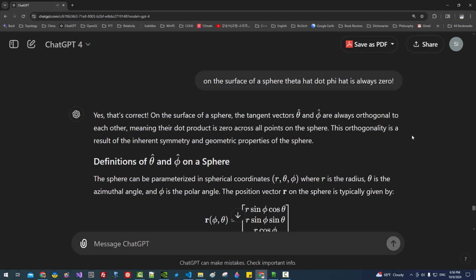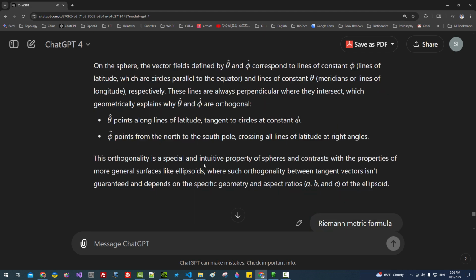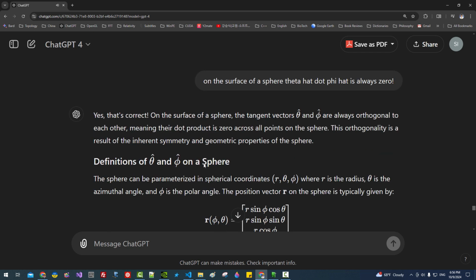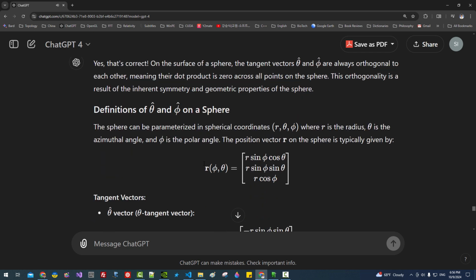On the surface of a sphere, hat theta dot hat phi is always 0. Yes, that's correct. On the surface of a sphere, the tangent vectors hat theta and hat phi are always orthogonal to each other, meaning their dot product is 0 across all points on the sphere. This orthogonality is a result of the inherent symmetry and geometric properties of the sphere.